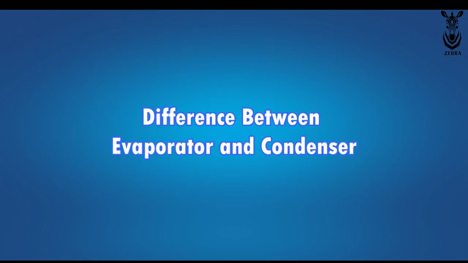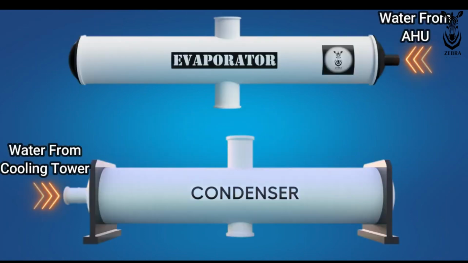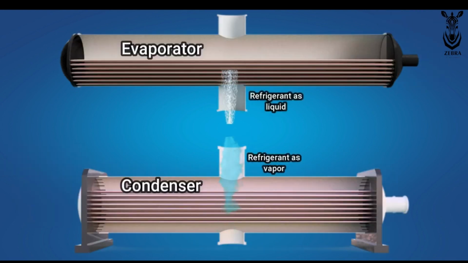Now we can see the differences between evaporator and condenser. In the evaporator, the water from the AHU comes in as an inlet. In the condenser, the water from the cooling tower comes in as an inlet. In the evaporator, refrigerant enters from the bottom. In the condenser, refrigerant enters from the top. In some of the latest chillers, the refrigerant comes in from the top of the evaporator.